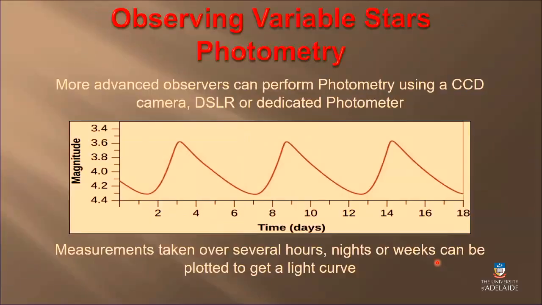You can also observe variable stars with a photometer, or by looking at the actual light using a CCD camera, DSLR, or a dedicated photometer. And if you take measurements over several hours, nights or weeks, you can then plot them on a graph and come up with a light curve. You plot the intensity over time.